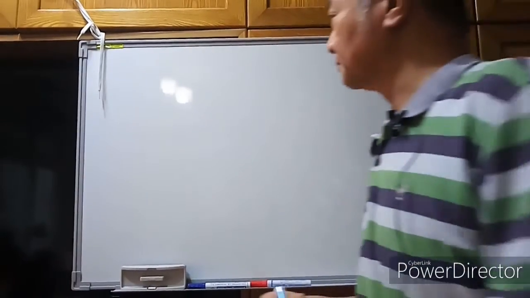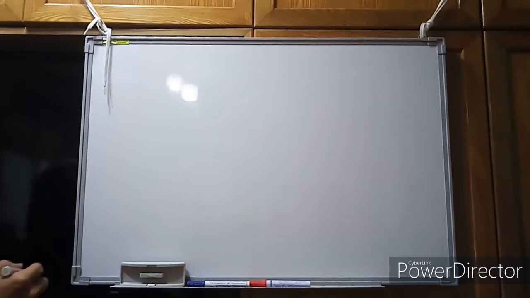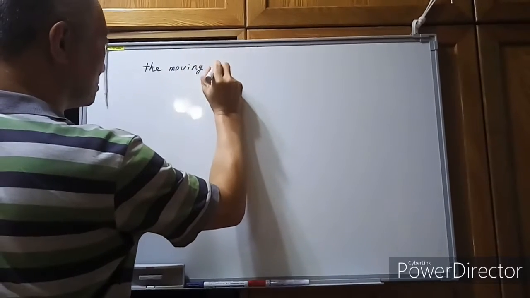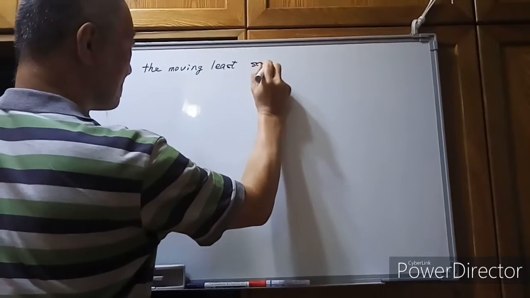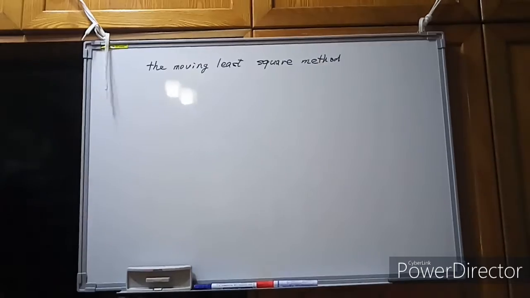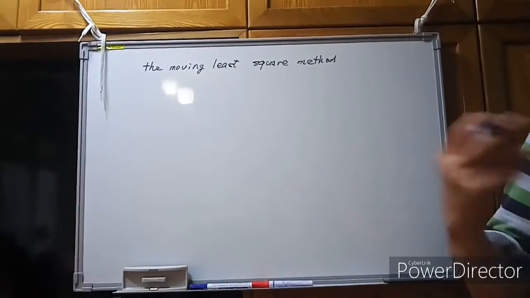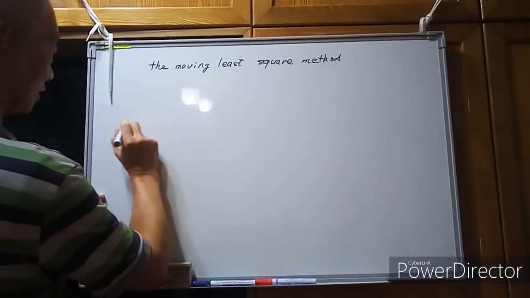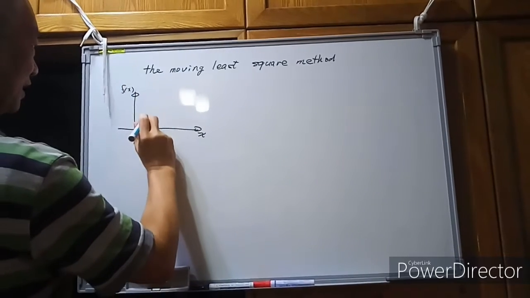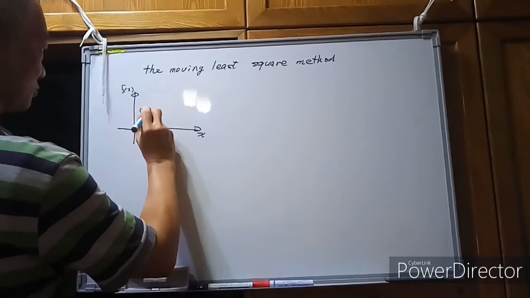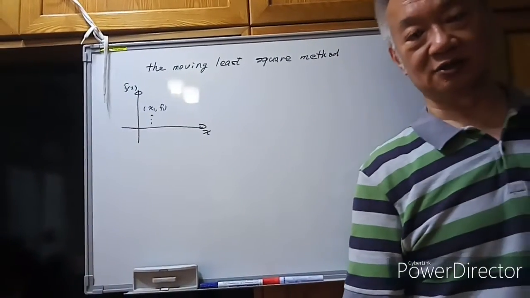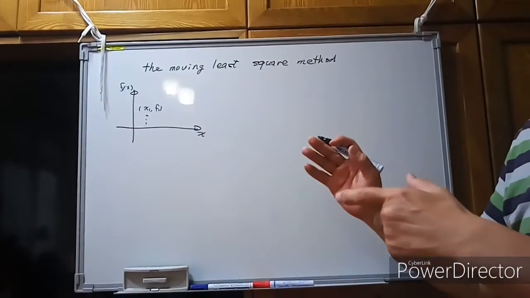Okay, let's continue. Last time we talked about the moving least square method, and the functions with only one parameter, x, and f of x, and we have the data points x1, f1. Okay, the difference between the moving least square method and the traditional regression analysis is that we use weight functions.